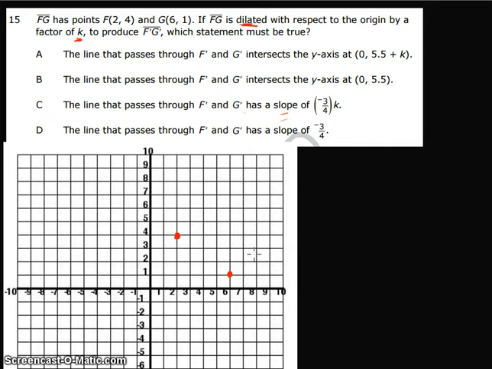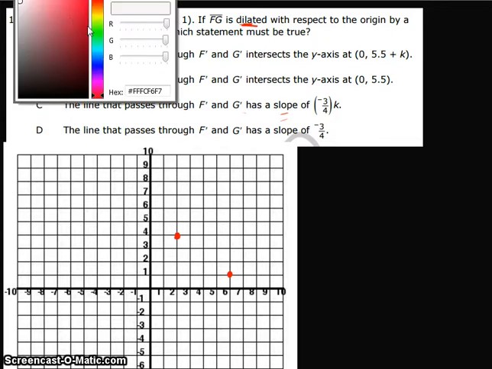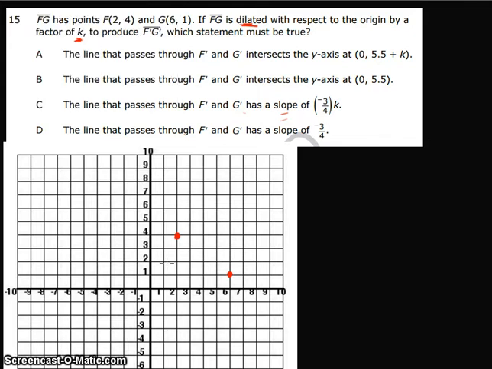Now let's say that we are dilating it around the origin. That's what it's saying too. So I'm going to go ahead and draw a little line from this point to this point. As you can see, the slope of this line is going down 3 units and then going over 4 units. So the slope of FG is equal to -3/4.